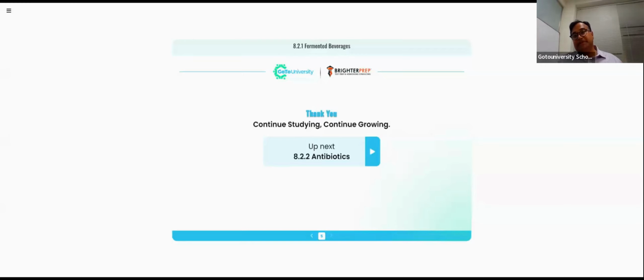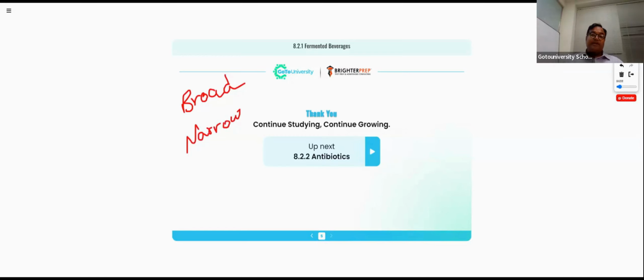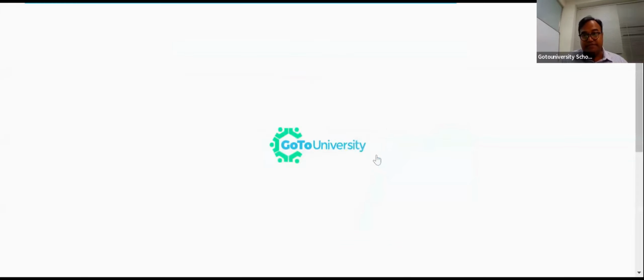Some antibiotics kill many microbes; in this regard, I call that a broad spectrum antibiotic. Certain antibiotics kill only a few bacteria, which is nothing but a narrow spectrum antibiotic. Narrow spectrum antibiotics kill only a few microbes, and broad spectrum antibiotics kill many microbes. So this is about the antibiotics.